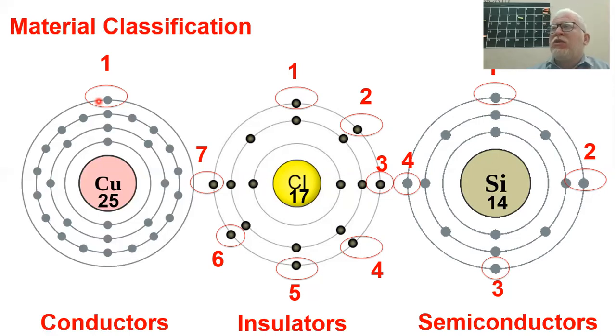However, whenever you go to glass or chloride, for example, you don't have any free electrons. That's why it's an insulator. But for semiconductors, it might have some free electrons, but only under certain conditions. This is what we are going to illustrate in this lecture.